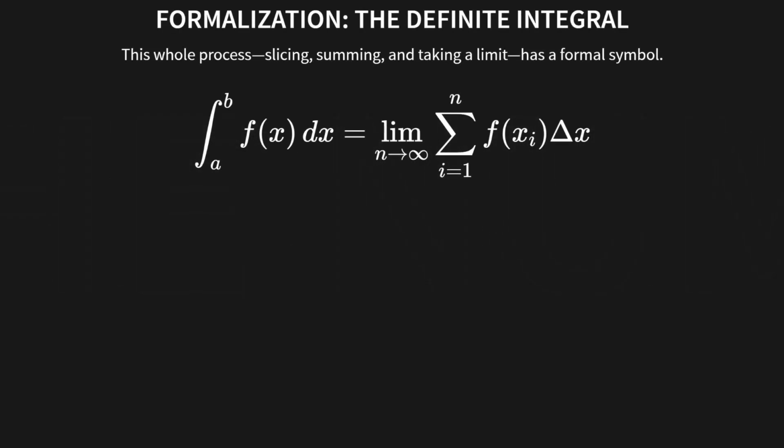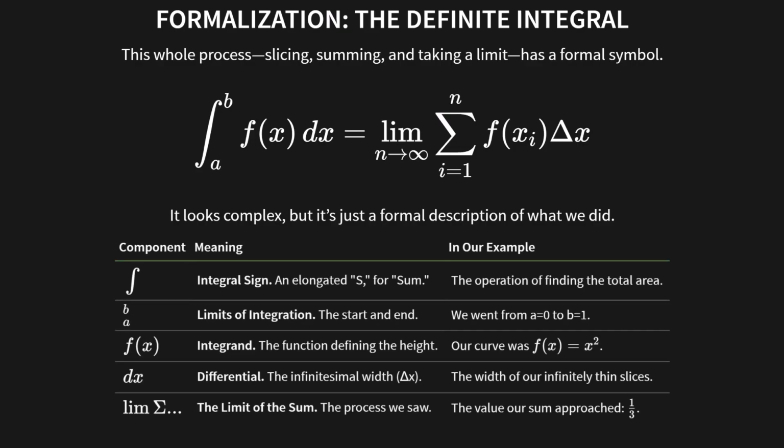Okay, so this whole process, the slicing, the summing, and the taking a limit, it has a formal symbol. And here it is, the definite integral. I know, it looks complex, it looks intimidating, but here's the secret. It's just a formal description of what we literally just did. Let's break it down using this table. That long curvy s is the integral sign. It's an elongated s for sum.